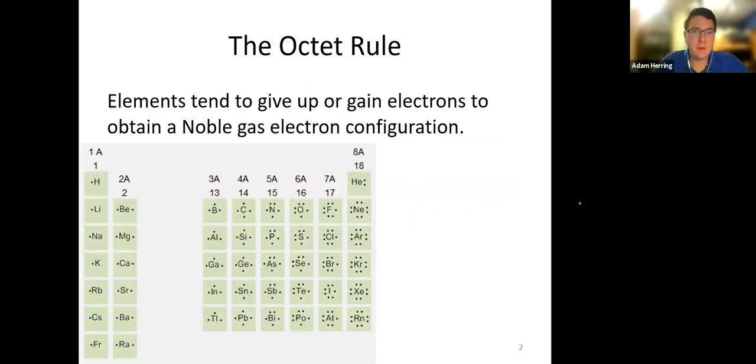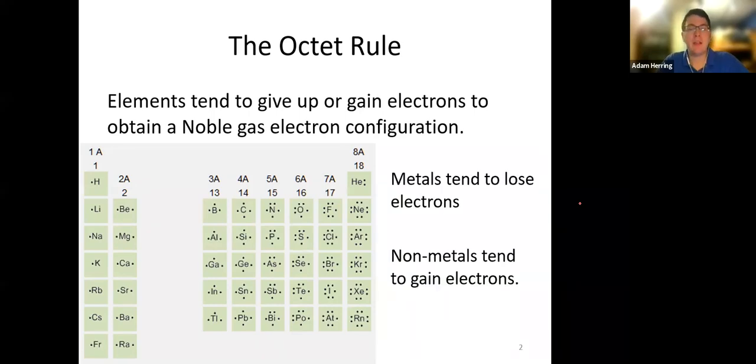So we need to revisit a little bit of what we talked about earlier. We discussed that when looking at how elements form ions, they tend to do so such that they have a completed octet, or in other words, they have the electron configuration of a noble gas. We see that metals tend to lose electrons, nonmetals tend to gain electrons, and the number that they gain or lose will be a function of how many electrons are needed to either lose or gain to obtain that noble gas configuration. So take hydrogen, for example.